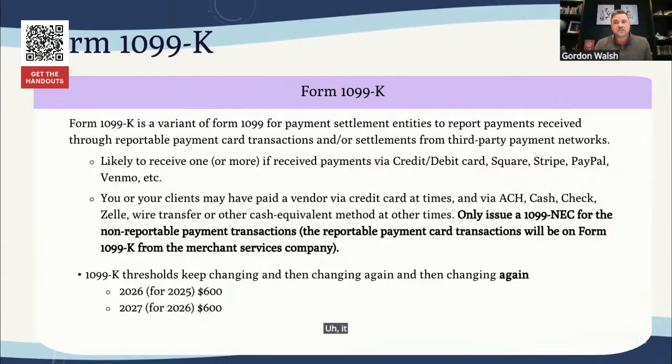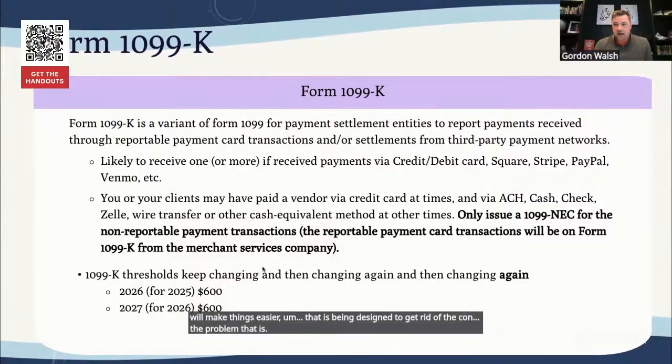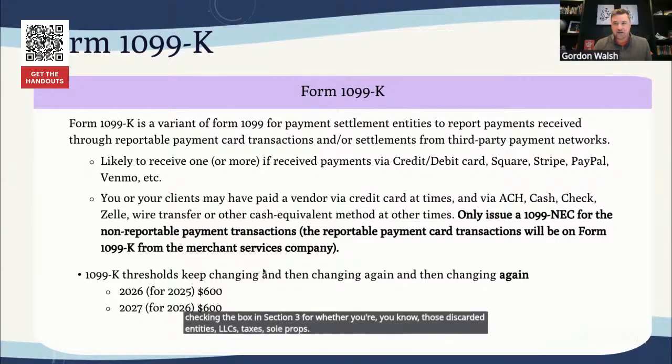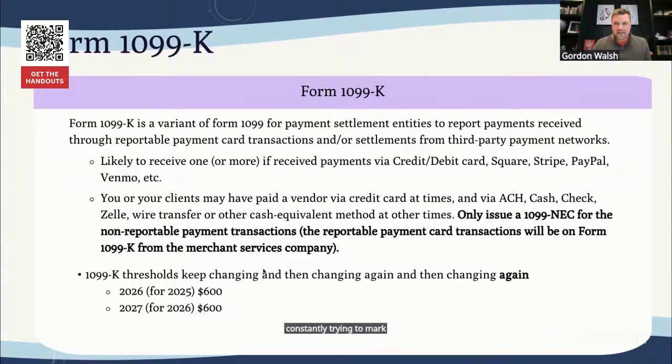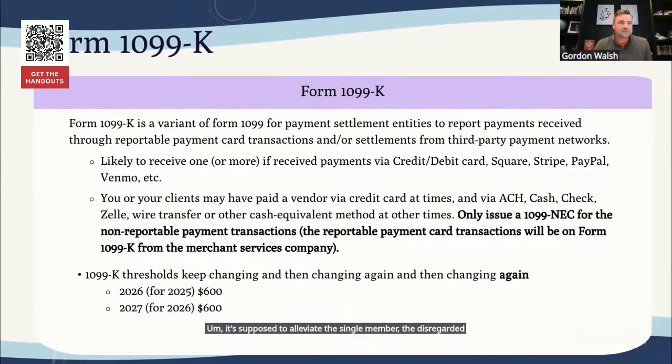It's an interesting premise. Hopefully the new W-9 will make things easier. We shall see. That is being designed to get rid of the problem of checking the box in Section 3 for disregarded entities, LLCs, and sole props, who constantly mark LLC and then don't write S, C, or P on the line because they don't know what they are. It's supposed to alleviate the single member, disregarded entity problem.